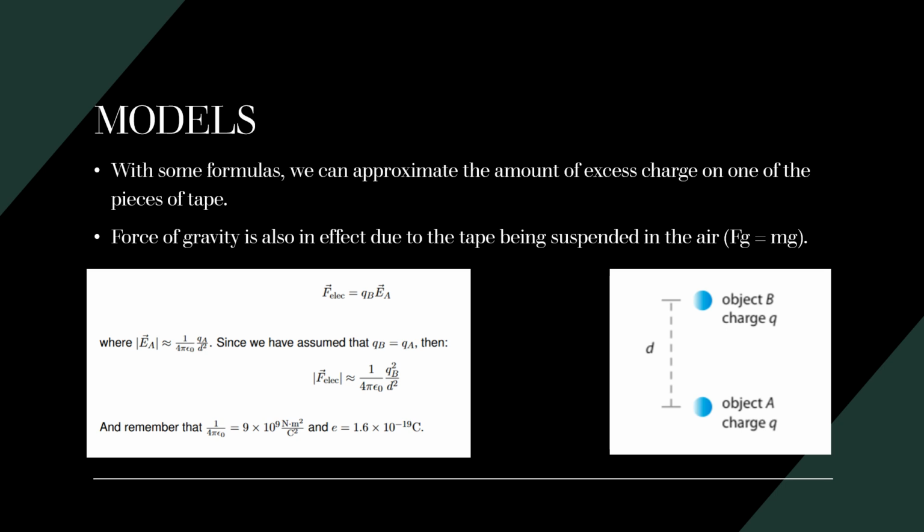Alright, so with some formulas, we can approximate the amount of excess charge on one of the pieces of tape. Force of gravity is also in effect due to the tape being suspended in the air, which I'll show in a slide. And over here we have the electric force formula, as well as the K constant, K being 9 times 10 to the 9, as well as the charge of an electron/proton. And then this D over here is to explain the distance between the two pieces of tape. I treat them both as point charges.